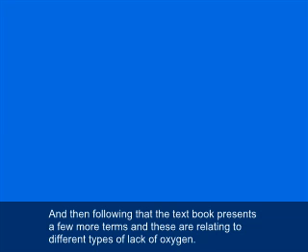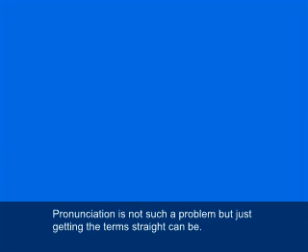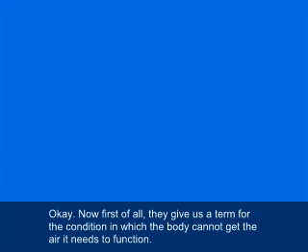And then, following that, the textbook presents a few more terms, and these are relating to different types of lack of oxygen. And some of these can be a little bit tricky, too, so I'm going to go over these with you. Pronunciation's not such a problem, but just getting the term straight can be. Okay. Now, first of all, they give us a term for the condition in which the body cannot get the air it needs to function. Kind of a general term, and that is asphyxia.